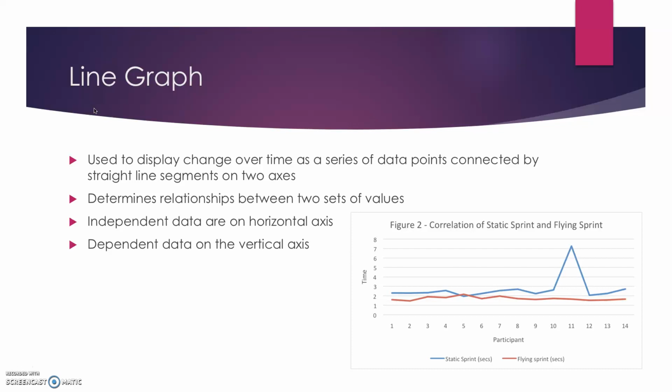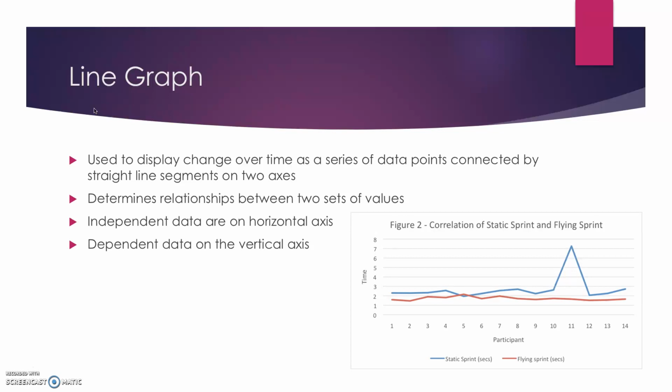This is my example of a line graph down here, which shows the relationship or correlation between the scores of 14 participants taking part in the flying and static sprint. The idea of the line graph is to display change over time as a series of data points connected by straight line segments on 2 axes. Just as my graph does, line graphs determine relationships between 2 sets of values. The last aspect of them is that the independent variable, which is what you can change, is on the horizontal axes, and the dependent variable, which is the one you measure, is on the vertical axes.